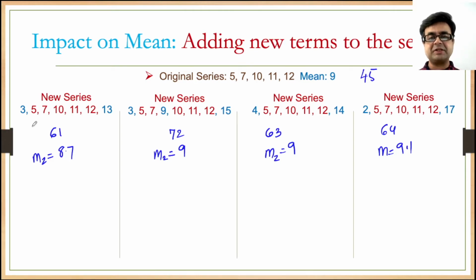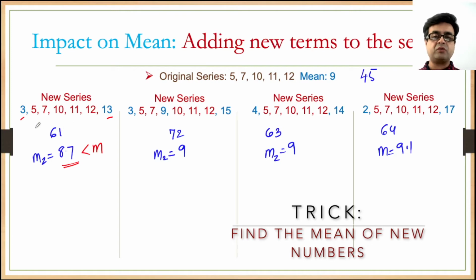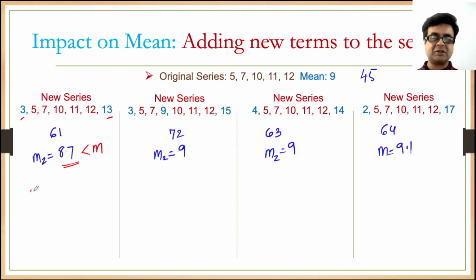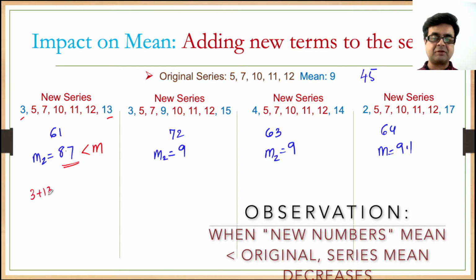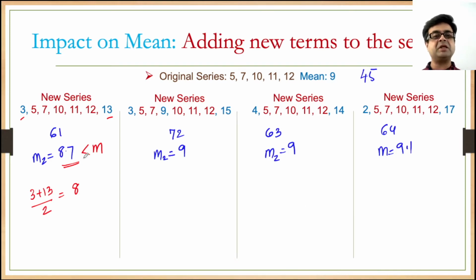In the first series, the original series, we are not changing anything, but we are adding two numbers, 3 and 13. And what you see is the mean of this new series is less than the original mean. So the underlying pattern that I want to point out is, if you calculate the mean of the two numbers that have been newly added to the series, which in this case would be 3 plus 13 divided by 2, which is 8, and that average is less than the original mean, then the mean will decrease.